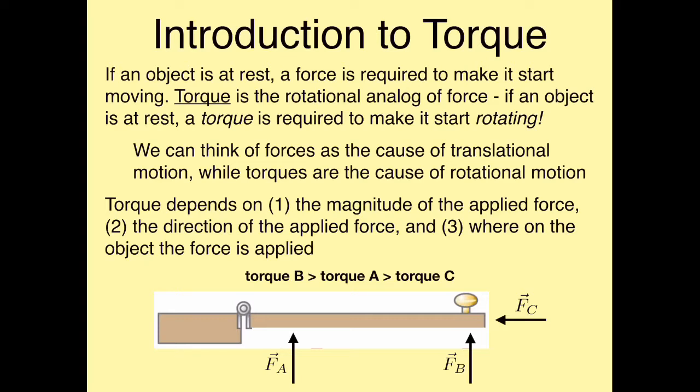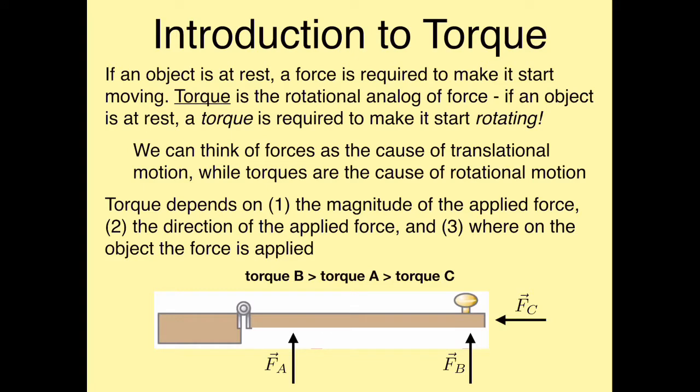The idea here is if we have an object that's at rest, we would need to apply a torque to it to make it start rotating. So we can think of force as the cause of translational motion, while you can think of torque as the cause of rotational motion. Now, torque is not quite as simple as force because it depends on a number of factors. The torque depends on the magnitude of the force that's applied, the direction of the force that's applied, and also where on the object the force is applied.